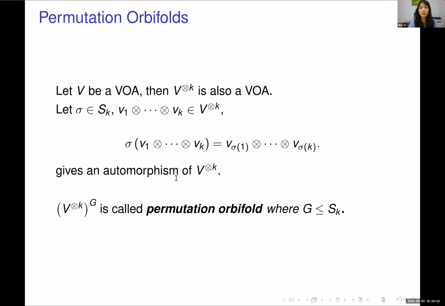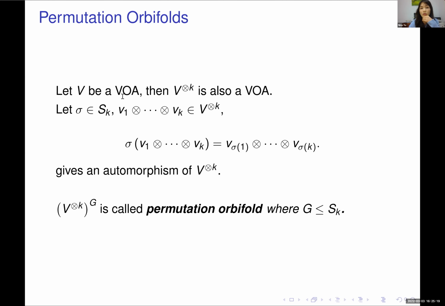So actually, the first reason is we know that in general it's very difficult to construct twisting modules, but for permutation orbifolds we actually know the explicit construction of twisting modules. This is the first reason. The other reason is that for any VOA, you can consider the tensor products and you can consider the permutation orbifold. So let's look at the permutation orbifold.